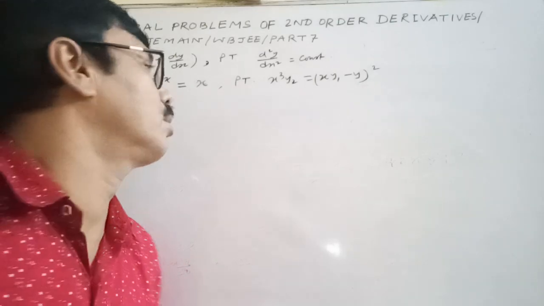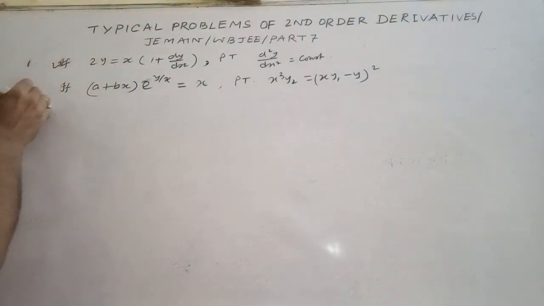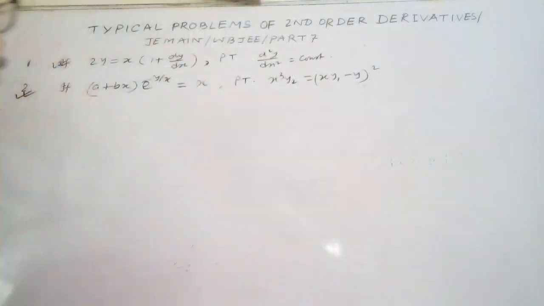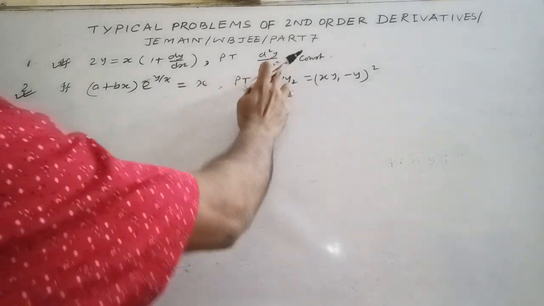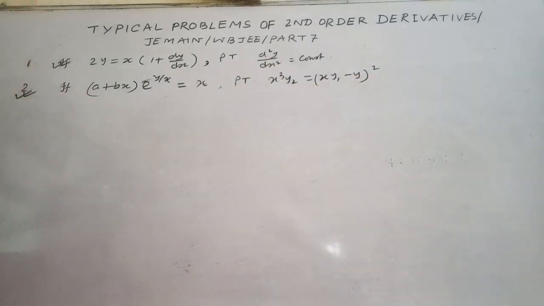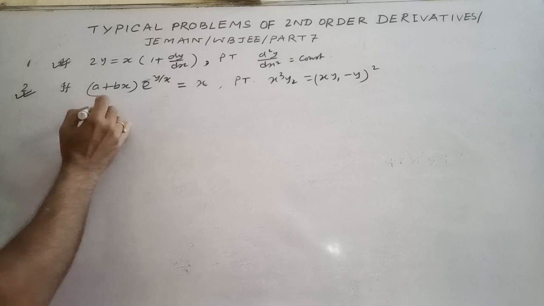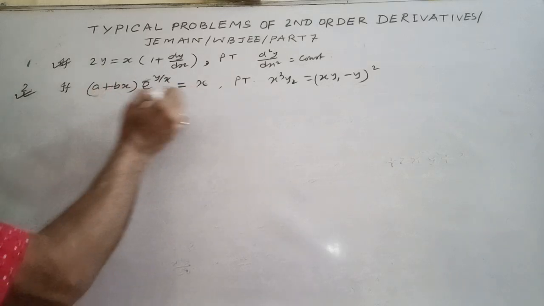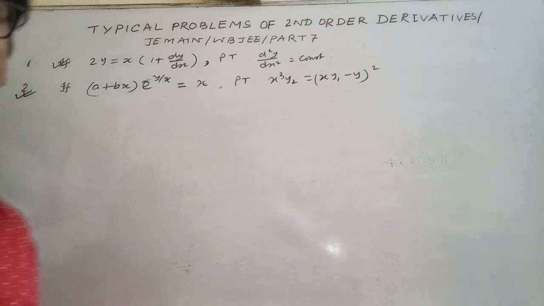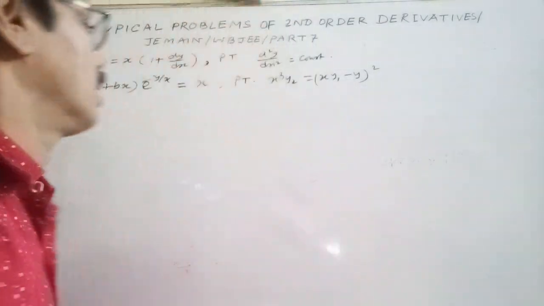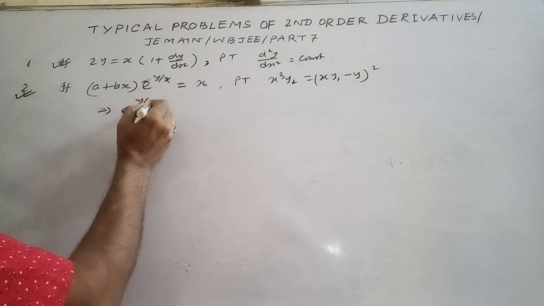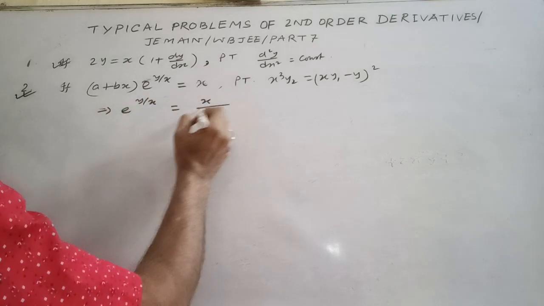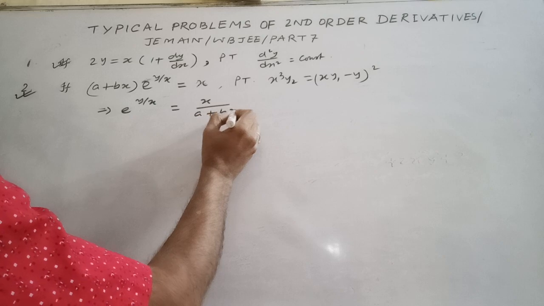Now we consider problem number 2. This is also a typical problem. a plus bx into e to the power y by x equals x. Prove that x³ d²y/dx² equals (x dy/dx minus y) whole square. So given the relation, our main aim is to express y in terms of x. Therefore, e to the power y by x equals x by a plus bx.